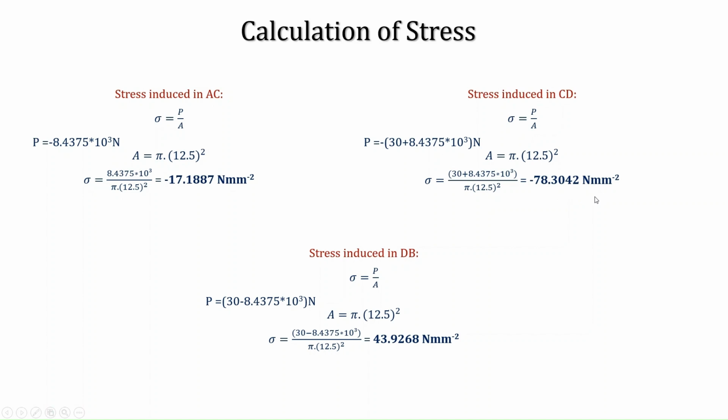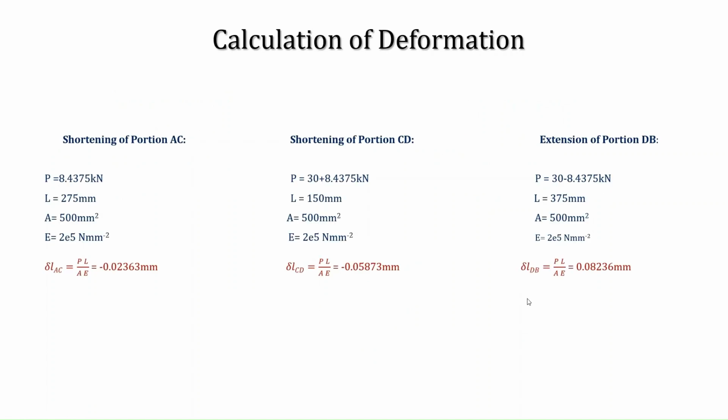So this is about the calculation of the stress in each portion of the bar. So we have got two compressive stresses and then tensile stress in the portion DB due to the varying loads that is applied as shown in the figure for the bar. So now let us compute the values of the deformation in each portion of the bar.